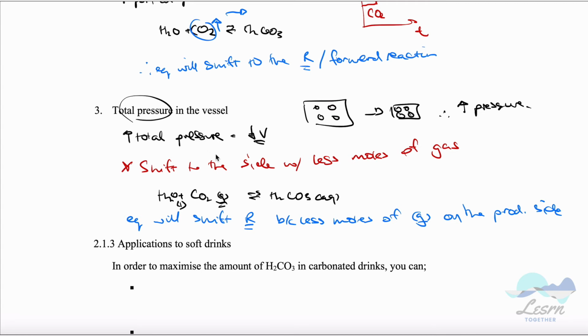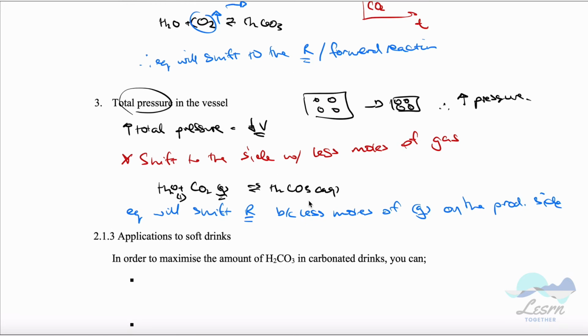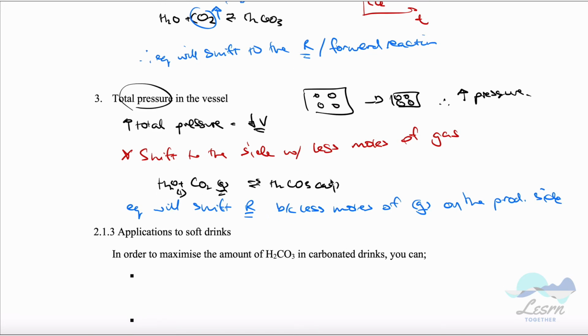We want less gas present, because if we convert it out to liquid, solids, or aqueous, there's no longer gas exerting pressure on the system, so it's going to shift to the side with fewer moles of gas. In this case, it shifts to the right-hand side, because the product side has fewer moles of gas. It might not always be the case, but it's always the side with fewer moles of gas.